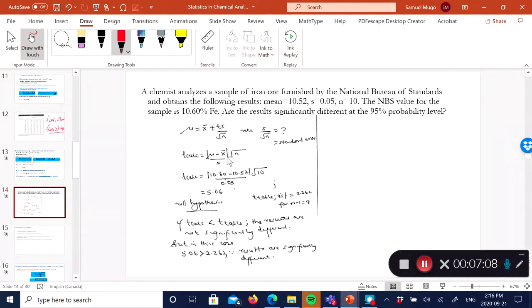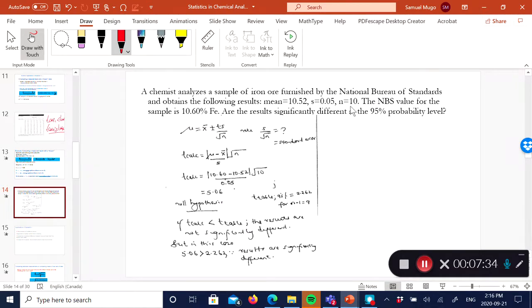Again, you just use the t calculated, as I've shown you before. Feed in all the values and set up the null hypothesis. If the t calculated is less than the t in the table, then the results are not significantly different. And in this case, you're going to see the t calculated was 5.06.